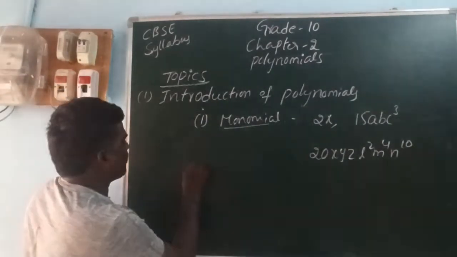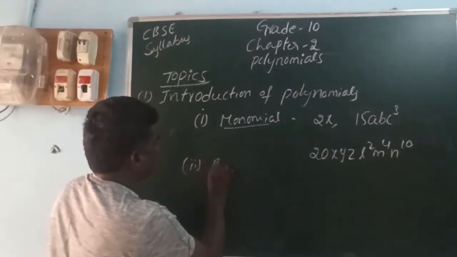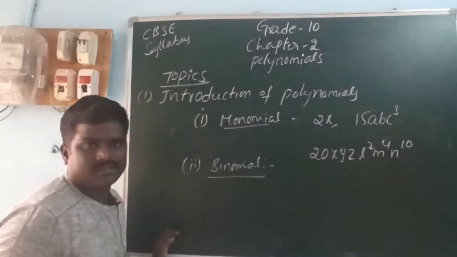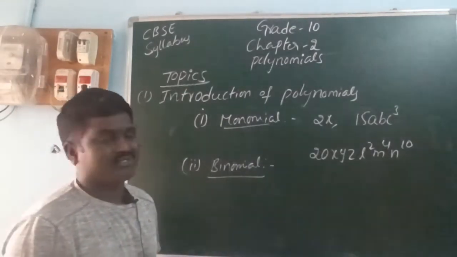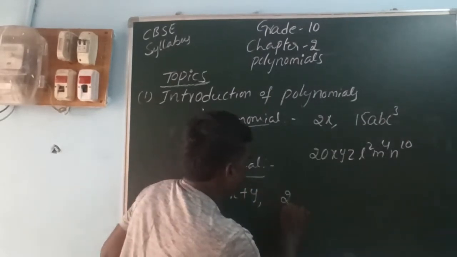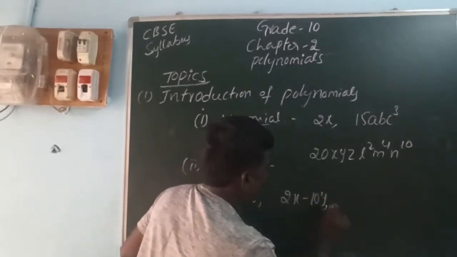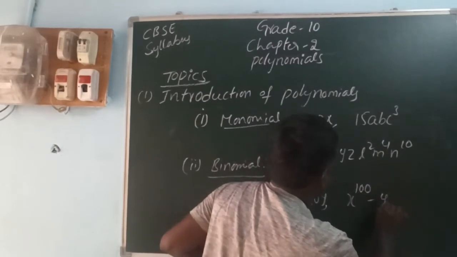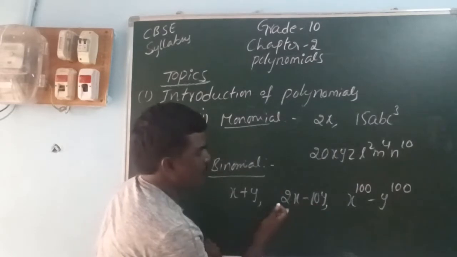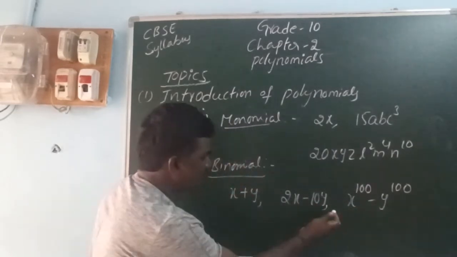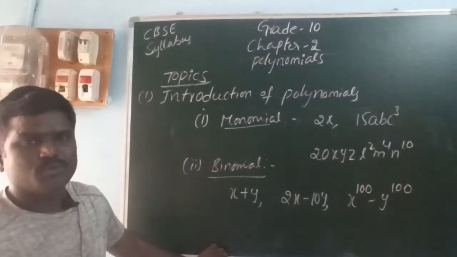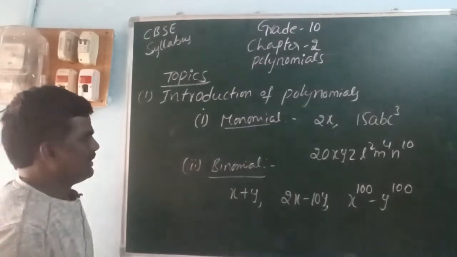Okay, next, binomial. A polynomial having two terms is called a binomial. For example x plus y, next 2x minus 10y, next x power 100 minus y power 100. How many terms are there here? 2 terms. Here 2 terms. So these polynomials are called binomials. A polynomial having two terms is called a binomial.